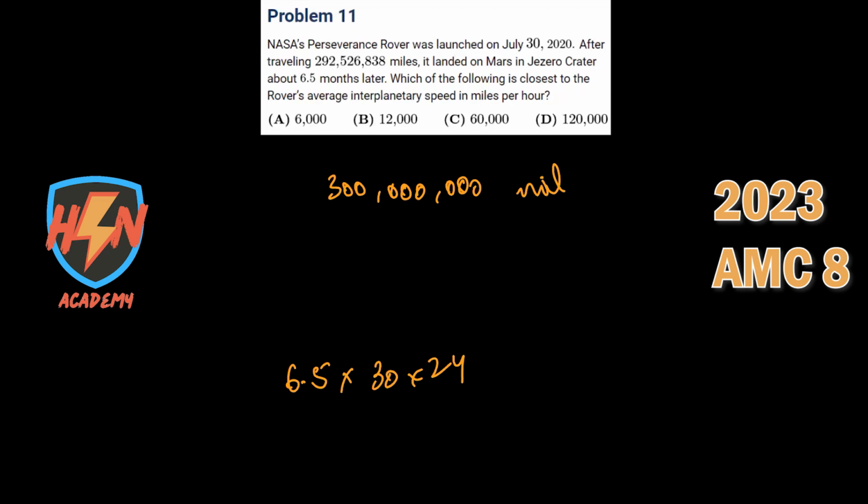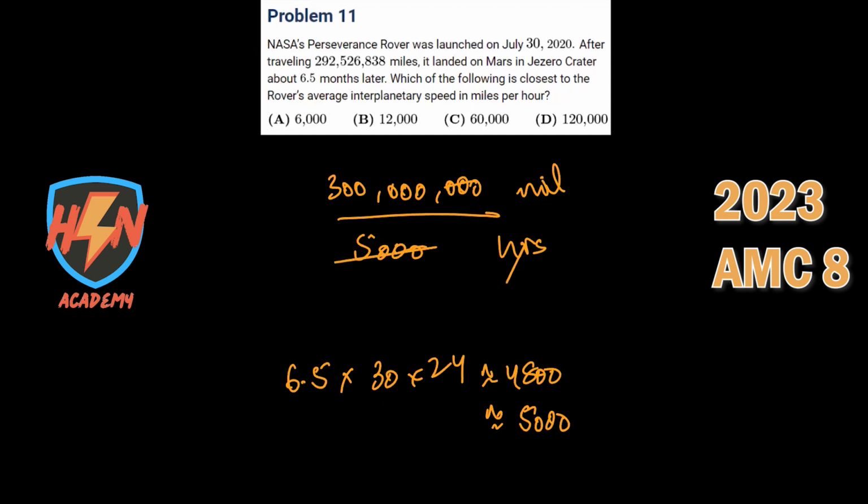Well, let's do some calculations. 6.5 times 20 would be 130, plus half of 65 is 30, so that would be 130 plus 30 is 160, times 3 would be 480, times 10 would be 4,800. Well, we can approximate that as 5,000. So distance traveled over time taken would be this. These 3 zeros will cancel out with these 3 zeros, and 5 times 6 is 30.